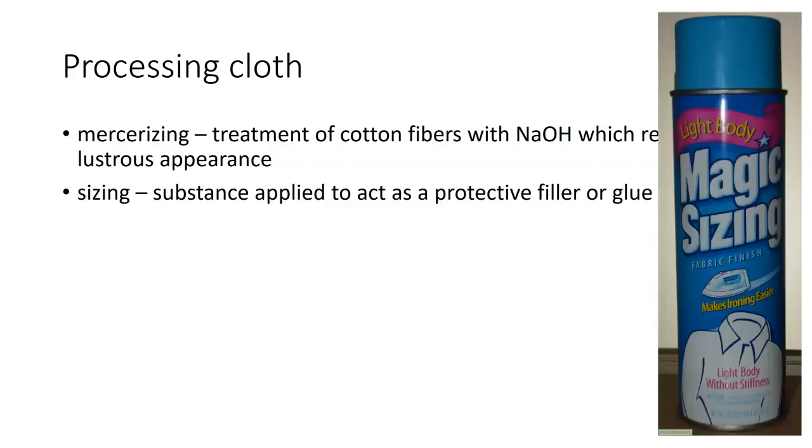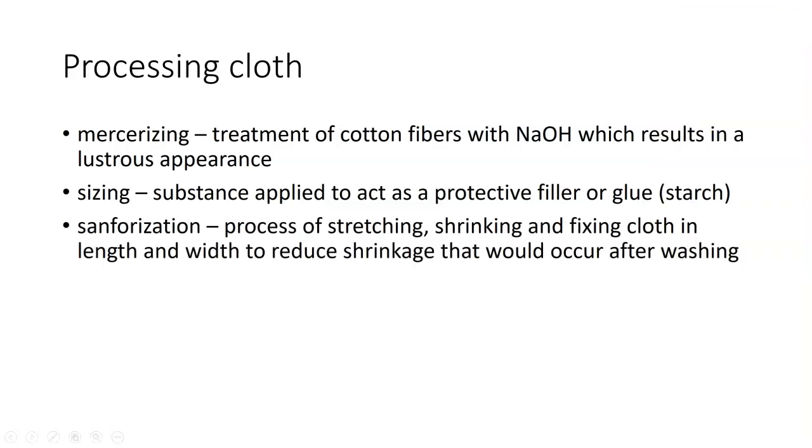This shows you a bottle of spray sizing that you can buy and you go out to iron your shirts. You spray this stuff on it, will make it so that it doesn't wrinkle as quickly. We have what we call sanforizing, and this is a process of stretching, shrinking, and fixing cloth in a length and width to reduce shrinkage that would occur after washing.